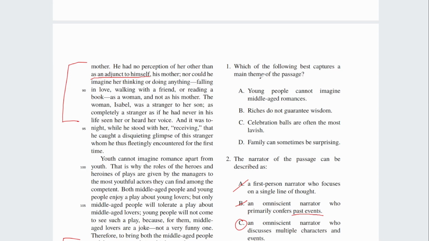my own little strategy rant aside, which one is the best expression of the main theme? Young people cannot imagine middle-aged romances, riches do not guarantee wisdom, celebration balls are often the most lavish, and family can sometimes be surprising.